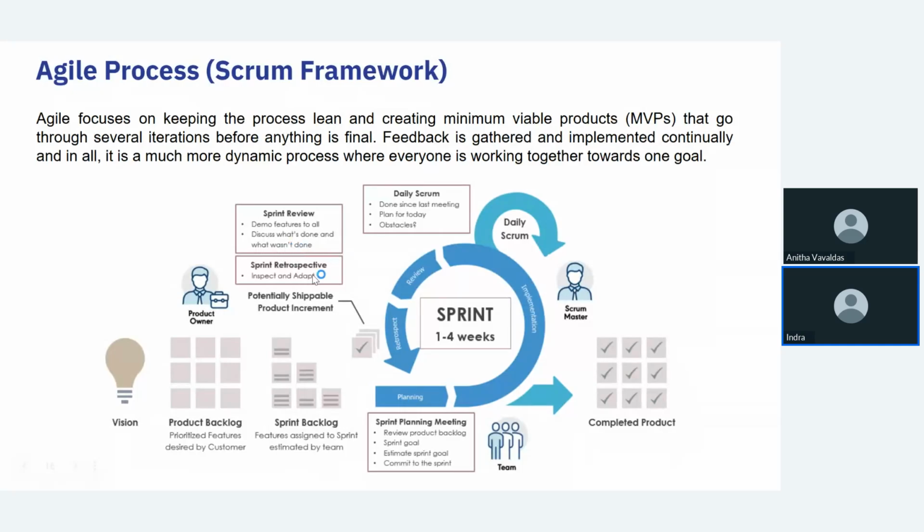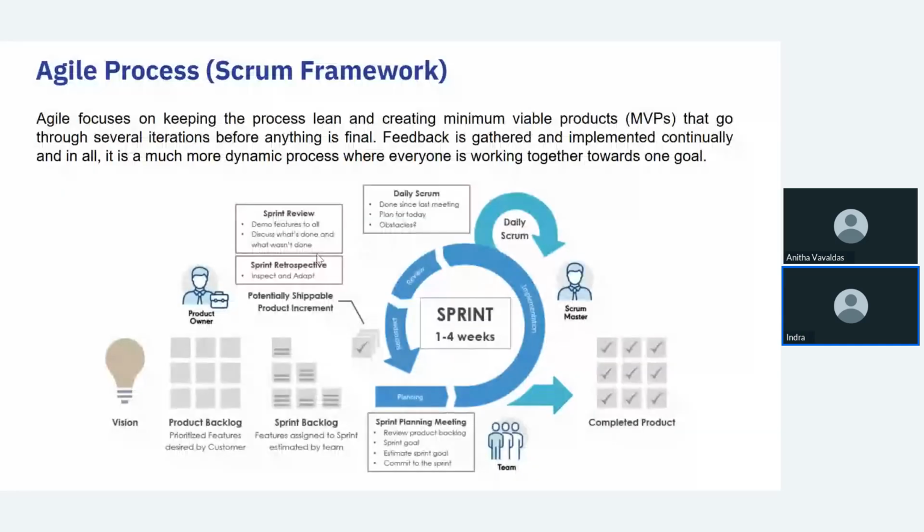Then you have the sprint retrospective. Here the team discusses what went well and what can be done better so that it can improve next time. This helps them improve their process for the next sprint. This process is repeated until the final product is ready. So this is basically a simple Scrum framework.